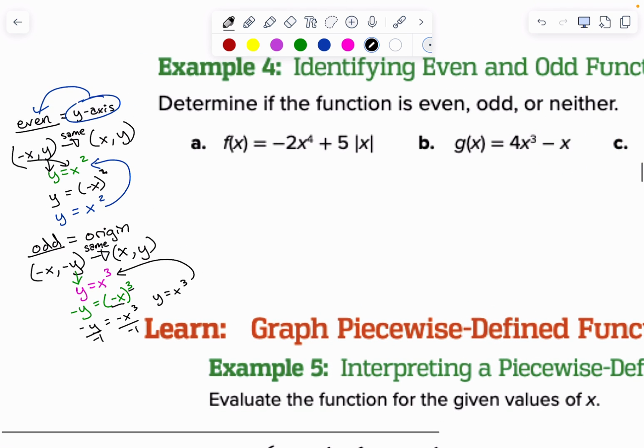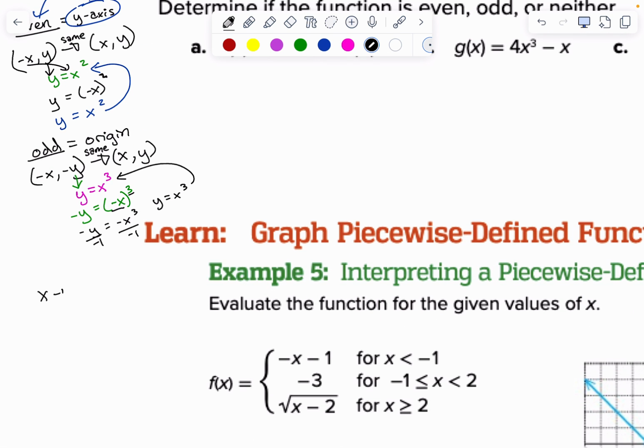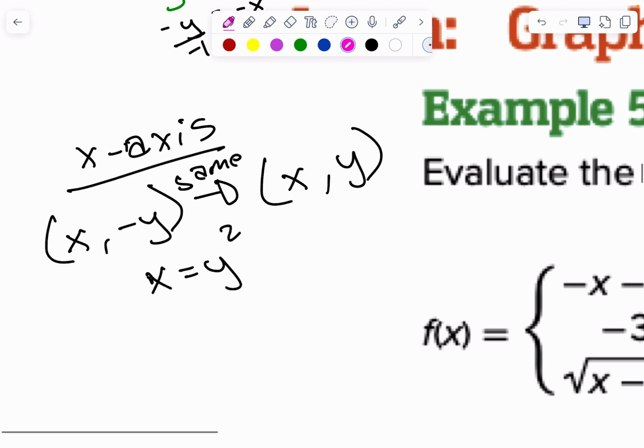Now, you can also do the x-axis symmetry, but it doesn't have a special name. If I want to test for x-axis symmetry, I'm going to plug in x, negative y, and it will be the same as x, y. We know that x equals y squared has x-axis symmetry. If you don't want to write this down, you don't have to, because this one doesn't have a special name, but it has x-axis symmetry. If we plug a negative in for y, you can see that that's going to return back to its normal form, so x equals y squared, right?